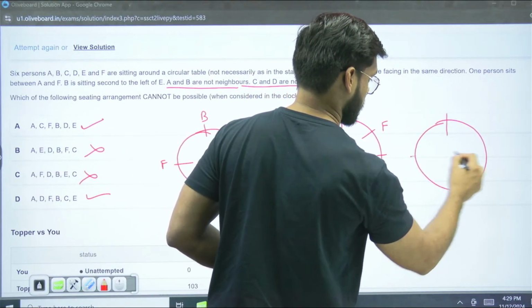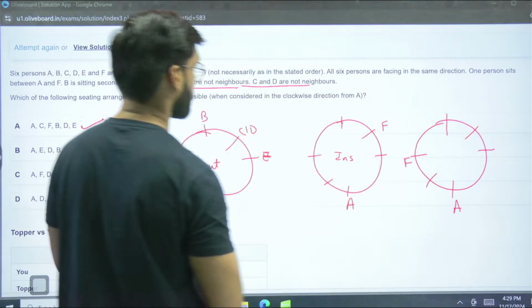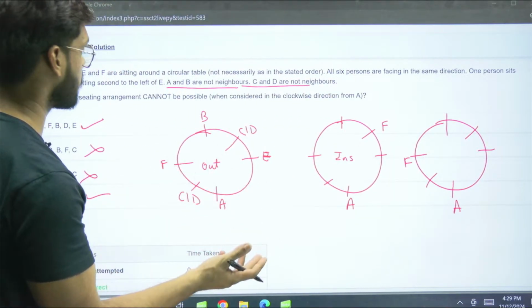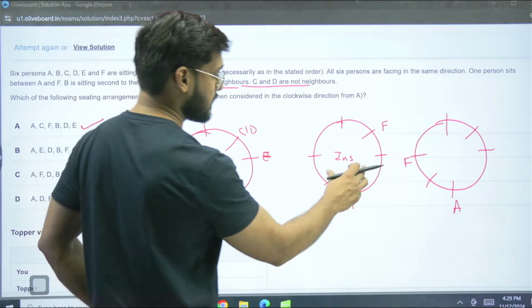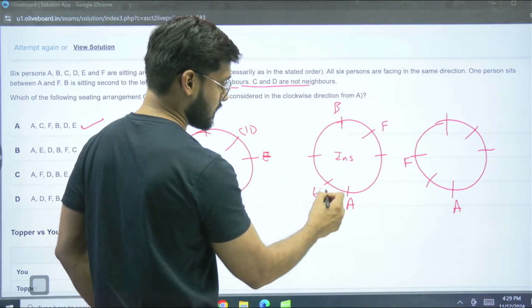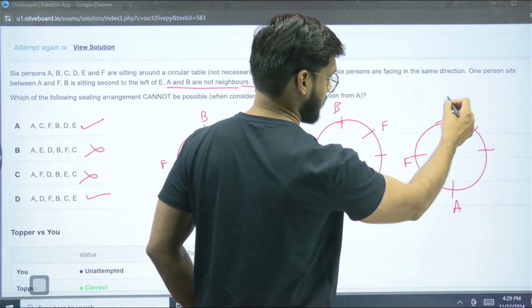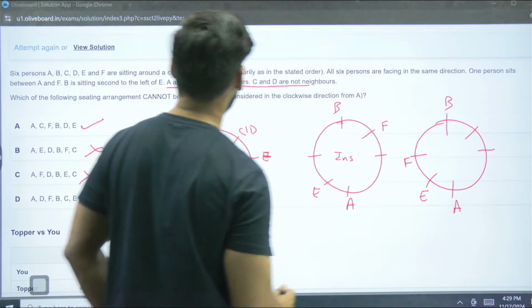One, two, three, four, five, six. One person sitting between A and F. B second to the left of E. B is not the neighbor of A. So B second left of E means B will come here, E will come here. In this case, B second left of E. B will come here, E will come here, like this.